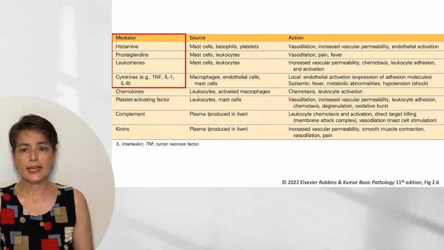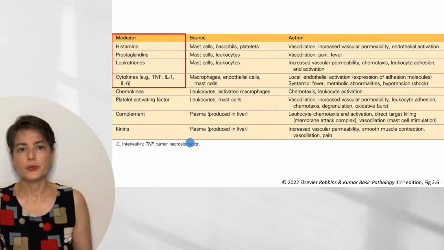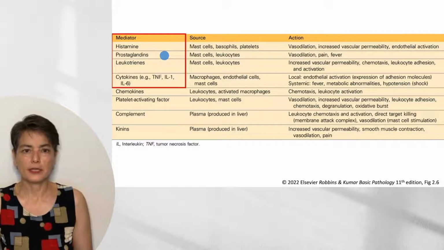This is a really nice table from Robbins Kumar Basic Pathology 11th edition that goes again over what the different mediators are, what the sources are, and what their actions are. And I'm going to go through these in a little bit more detail, but I think that these in the red box are the ones that you should really pay attention to. Histamine in particular, the prostaglandins are going to come back again and again. Leukotrienes have a role in asthma, and then the cytokines, we're going to go into a lot of detail on these, and there are a lot of cytokines. But you can see that they have different effects.